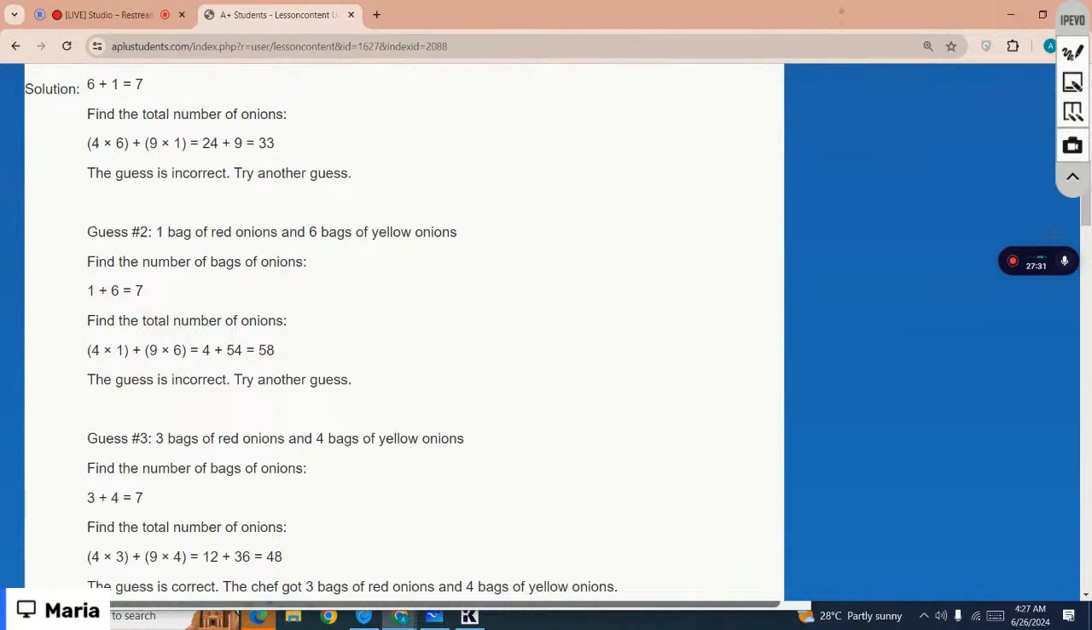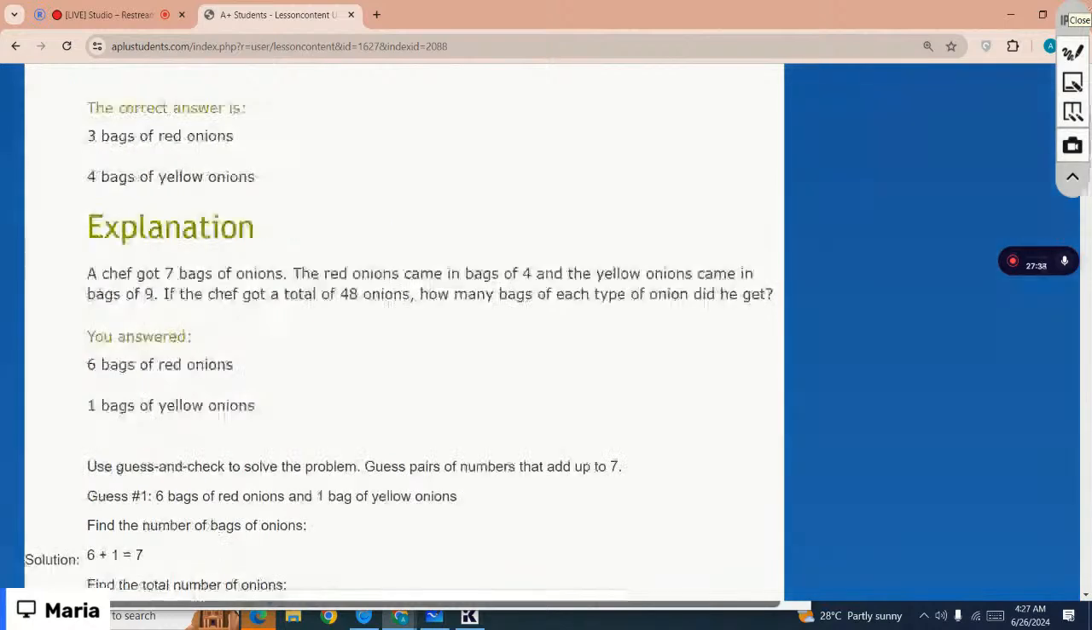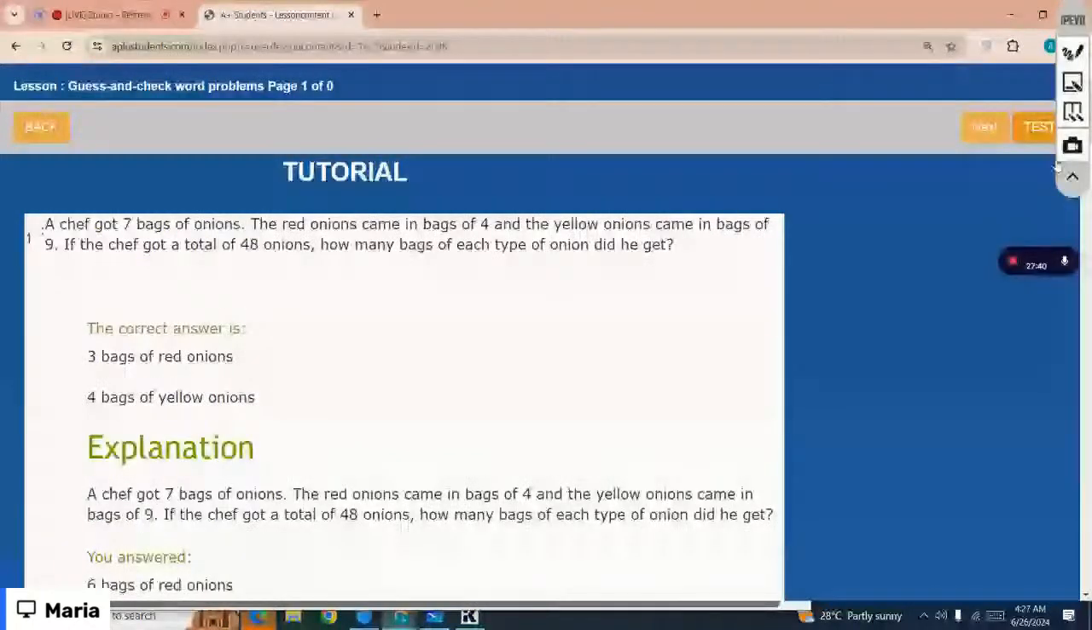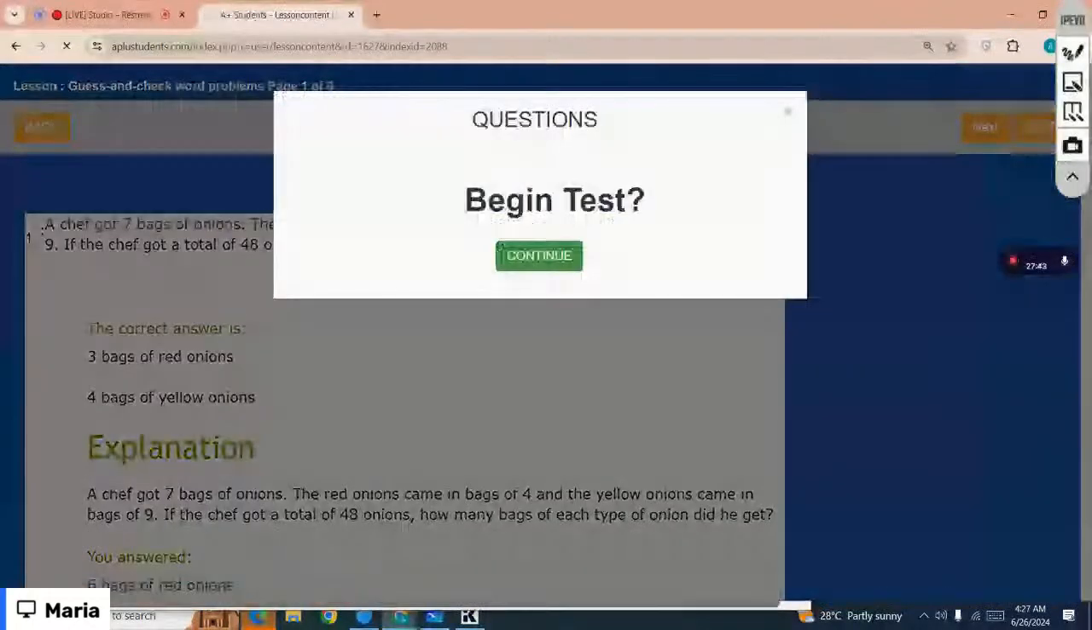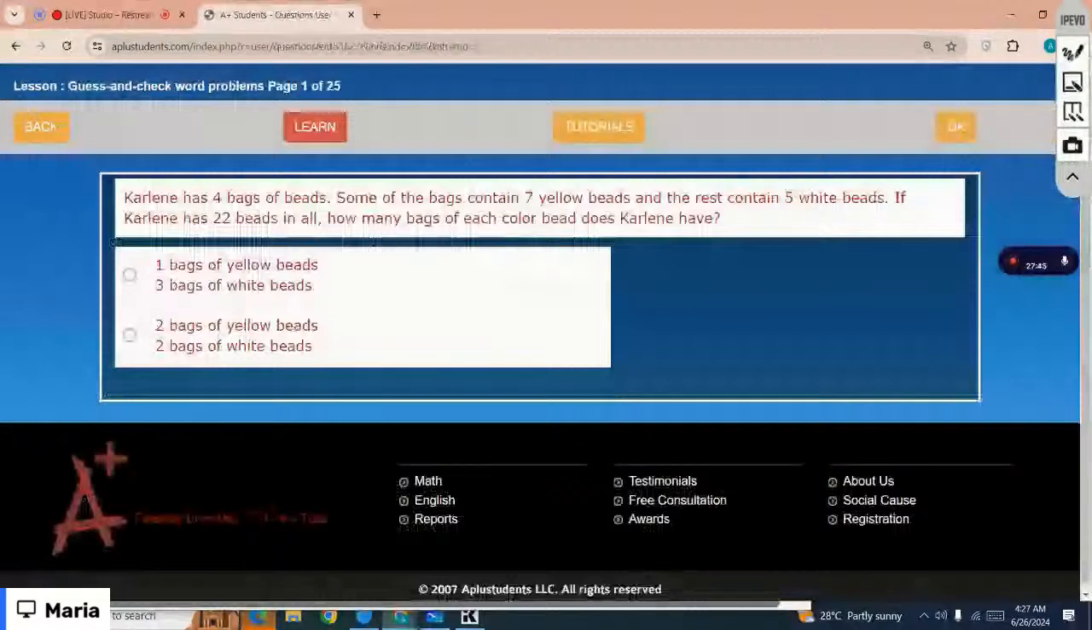Okay, let's start with the test question, right? Caroline has 4 bags of beads. Some of the bags contain 7 yellow beads and the rest contain 5 white beads. If Caroline has 22 beads in all, how many bags of each color bead does Caroline have? Okay, you can use the options given, right?